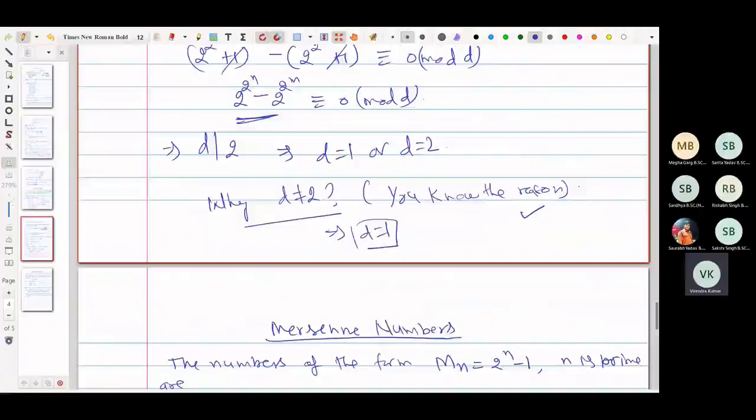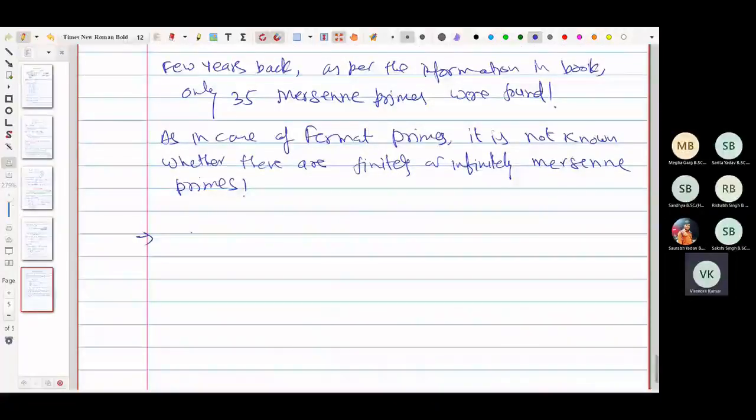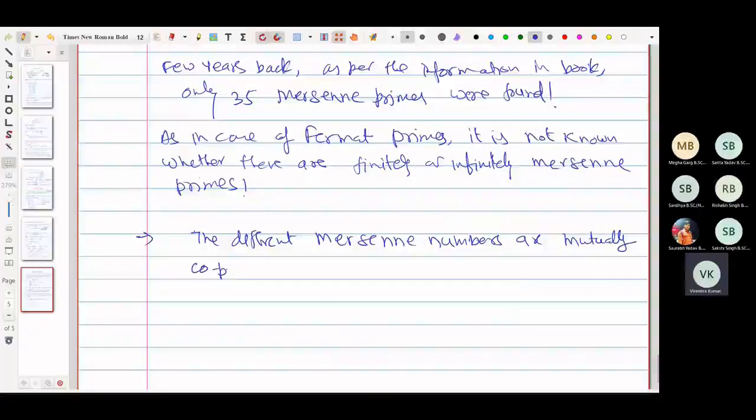One result is that the distinct Mersenne numbers are mutually coprime. So this result is similar to that of Fermat numbers.